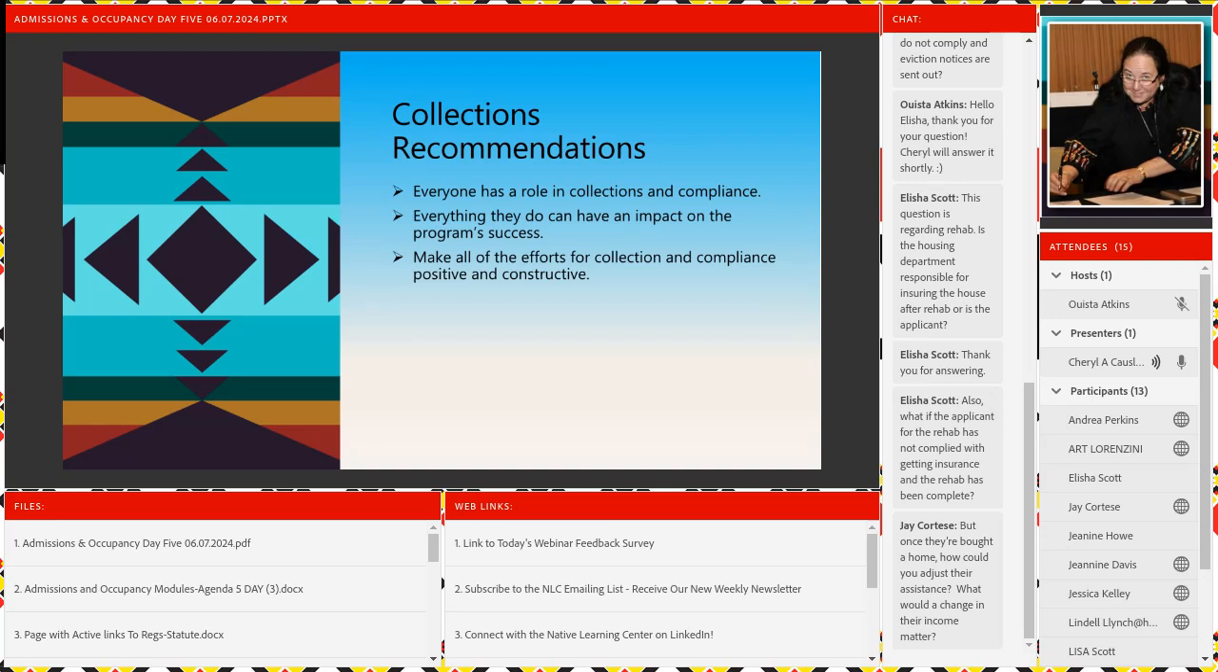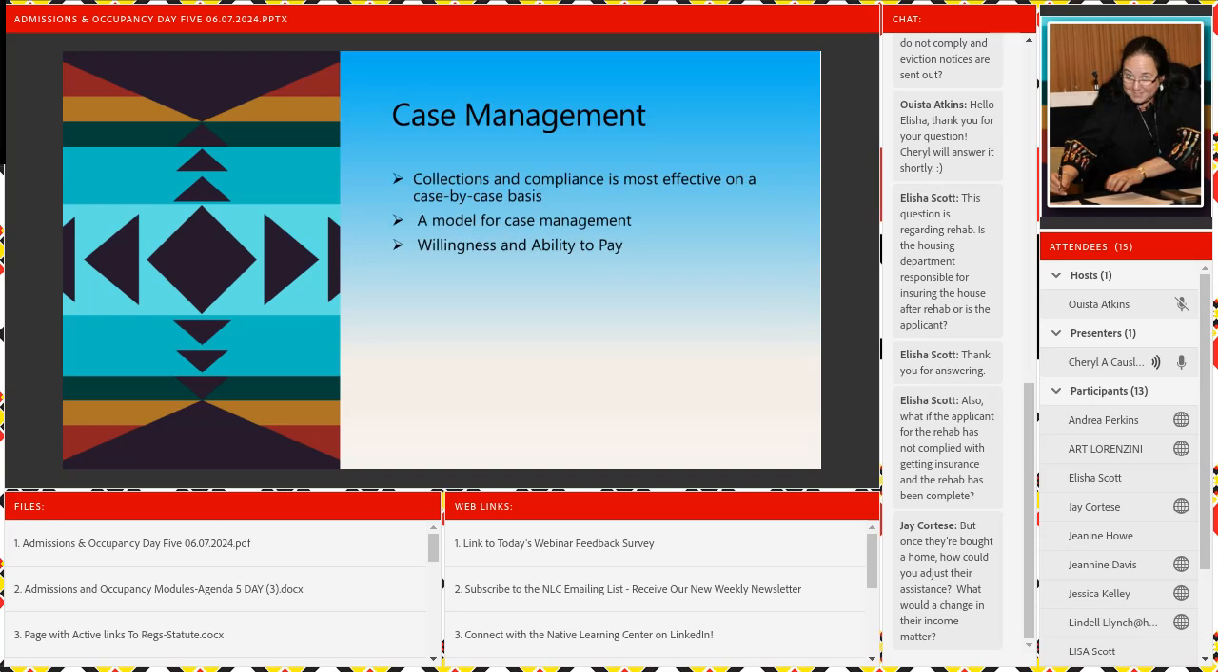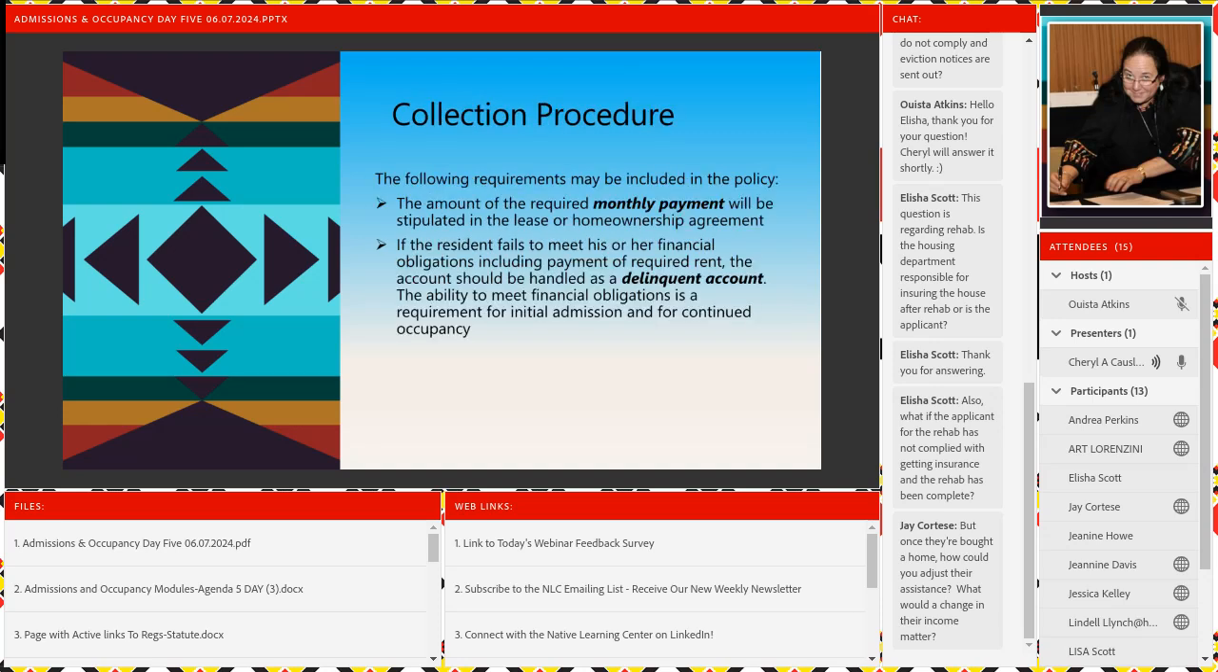You can do things like that. Case management. Collections and compliance is more effective on a case-by-case basis. A model for case management and that willingness and ability to pay. Some of these requirements could be included in your collection procedure and policy.